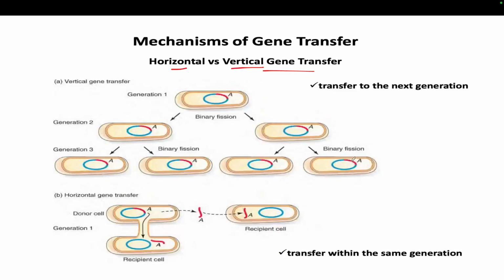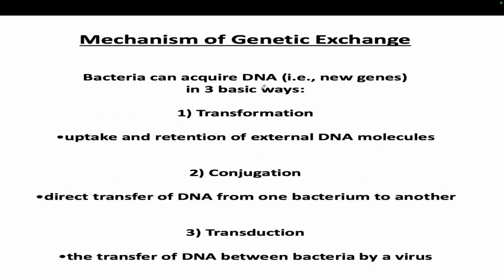These are the two basic mechanisms through which genetic transfer happens. When genetic transfer happens from parent to offspring, it is called vertical gene transfer, and when it happens between two cells of the same generation, it is called horizontal gene transfer. Horizontal gene transfer happens through three basic pathways: transformation, conjugation, and transduction.